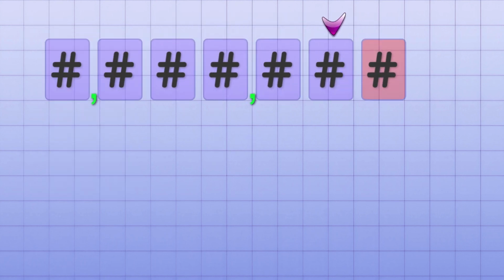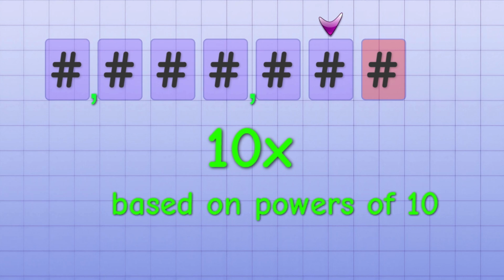Every time you move one place to the left, the value becomes 10 times bigger. That's why it's called base 10. It is based on powers of 10. That's why the same digit can have different values depending on where it is placed.